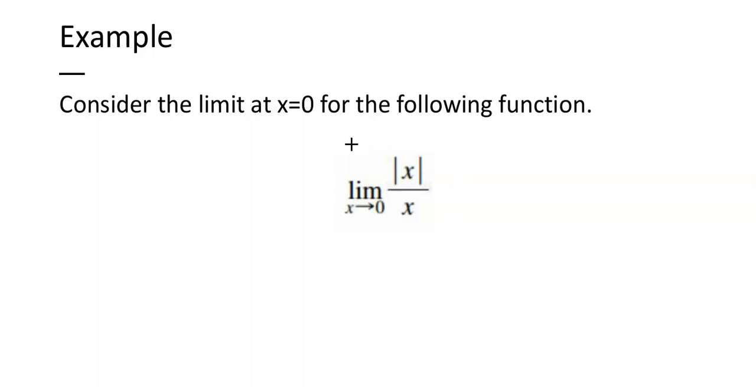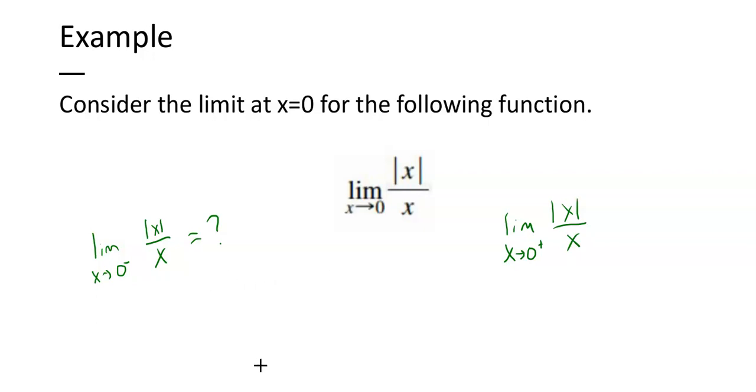In order to evaluate what this overall limit is equal to, we have to consider the left-hand limit and the right-hand limit. So I need to consider the limit as x approaches 0 from underneath, from the left-hand side, of this function, absolute value of x over x. I want to know what that's equal to. And then I also need to consider the right-hand limit, which is the limit as x approaches 0 from above, or from the right-hand side of 0, of that same function, absolute value of x over x.